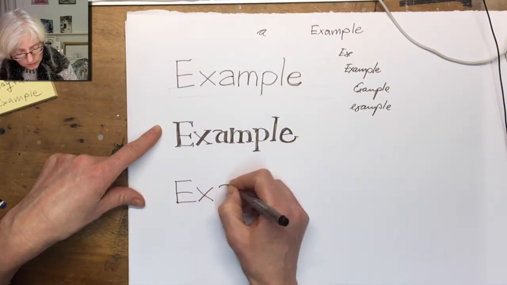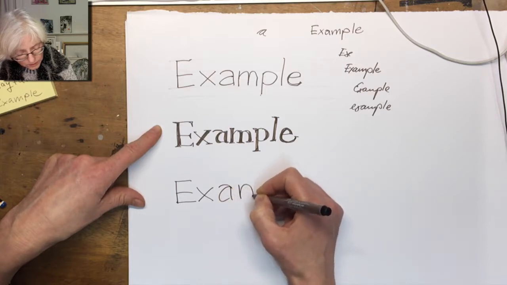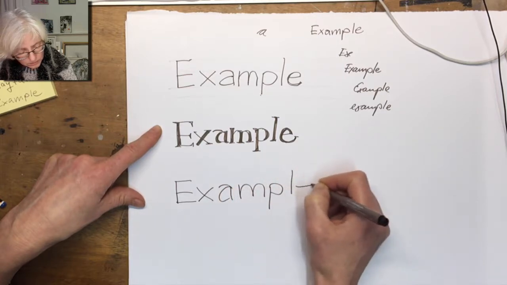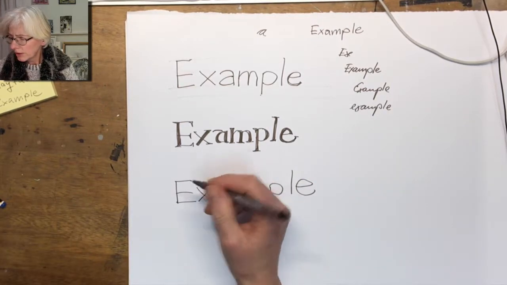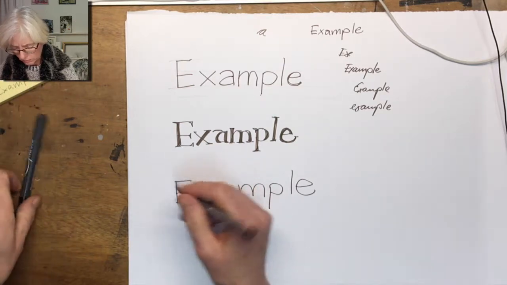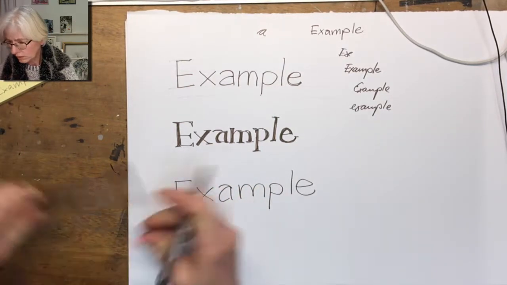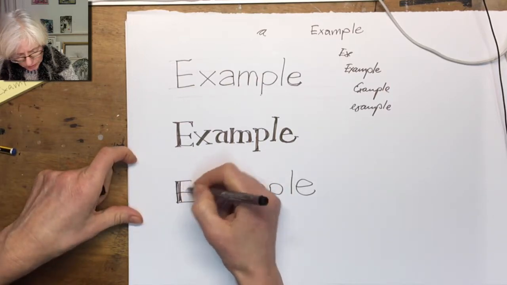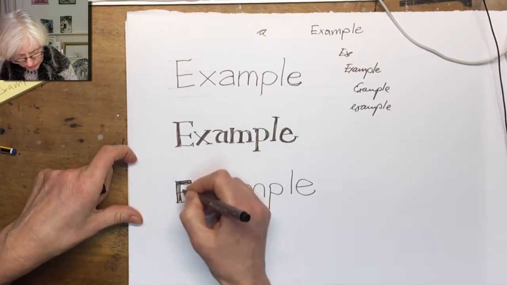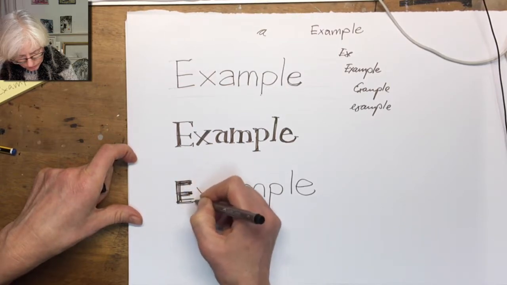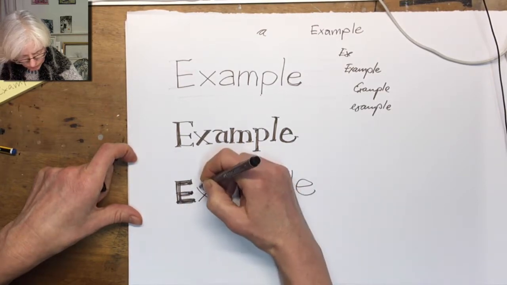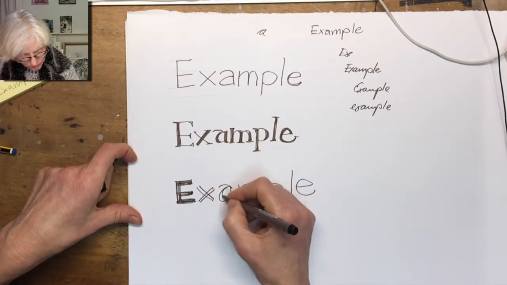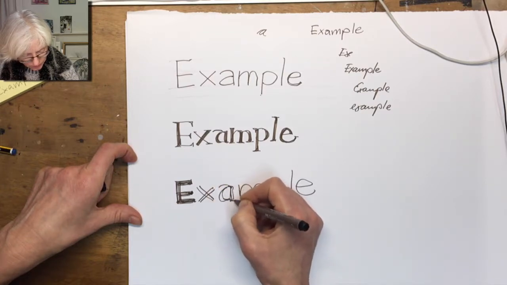Another variant is to make the whole thing bold. You can of course also use thicker lines, but now I do it like this. A thick brush pen. So I just double the lines and make the whole thing thicker.